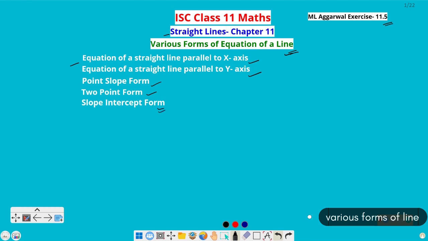It is a known topic for you. You have already studied in class 10th. तो चलिए वन बाय वन रिवाइज करते हैं. वी आर कंसिडरिंग फर्स्ट कंडीशन, इक्वेशन ऑफ अ स्ट्रेट लाइन पैरेलल टू एक्स एक्सिस.